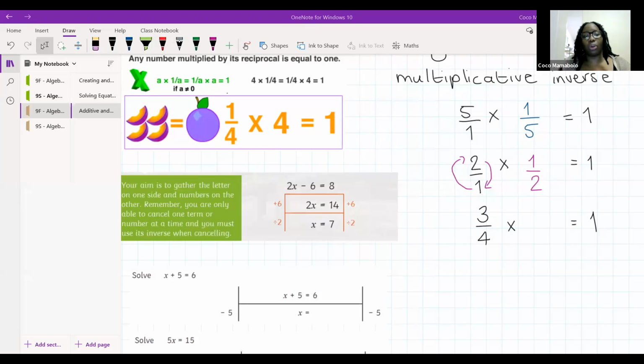But you can't go away, Oratile. You still need to answer my question. What is the multiplicative inverse of 3/4? Ma'am, I think it's 1/2. Oh, for 3/4. What do we need to do with this fraction? It's 4/3. You have to swap it around. Good, we just swap it around. So this would be 4/3.